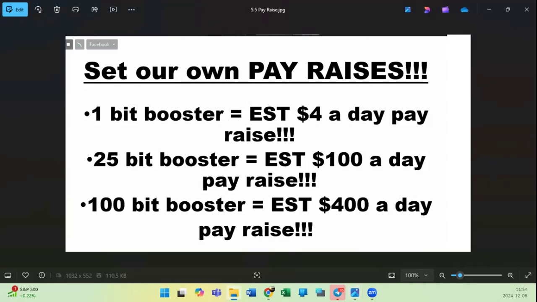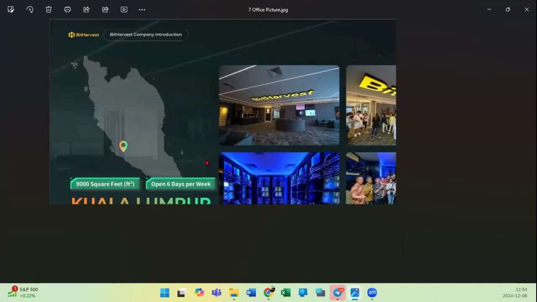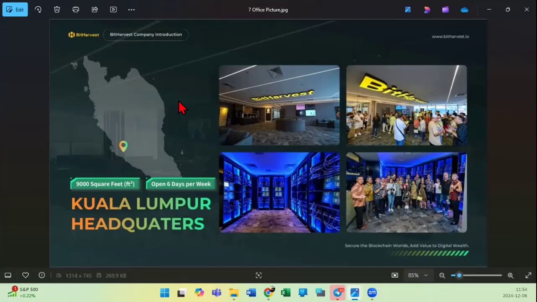So let's talk about where the office is. Okay, a little bit about that, because that's kind of important, don't you think? So the office is in Kuala Lumpur, and it's called BitHarvest. And this is a picture of the server room. There are 3 rooms like this. This is the server room in the main office. And there are also 2 other warehouses that hold lots and lots of our boosters.